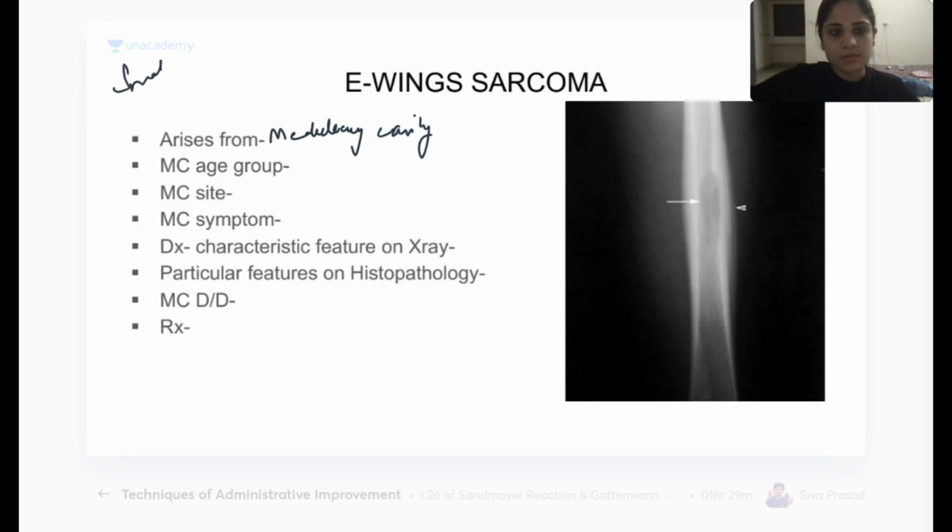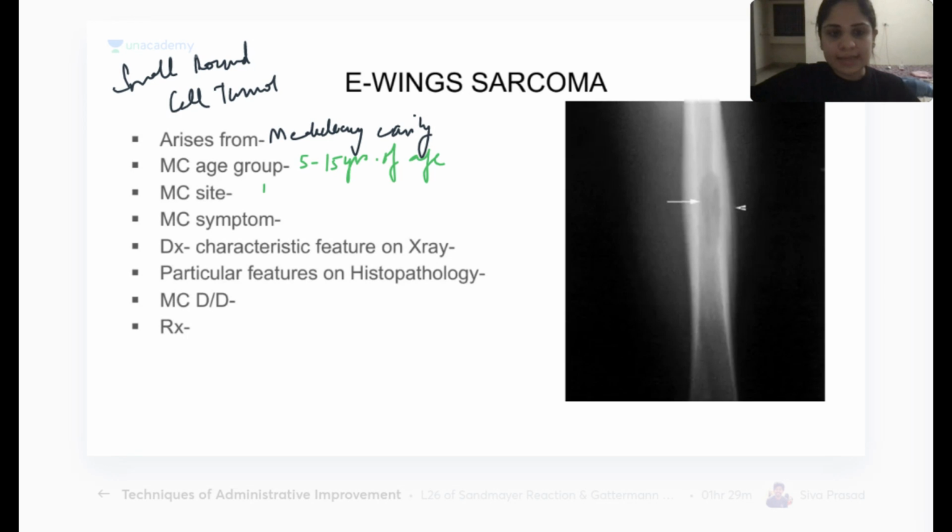Please remember this. It is also called small round cell tumor. Okay, what is the most common age group? In osteosarcoma, it was 15 to 25 years of age. In Ewing's, what is the most common age group? Yes, in Ewing's it is seen in very small children. So you will see it in children between 5 to 15 years of age.